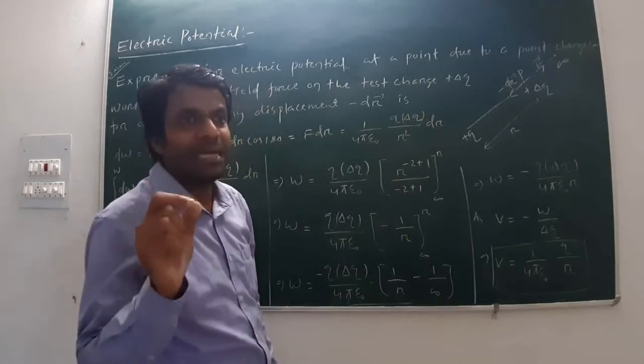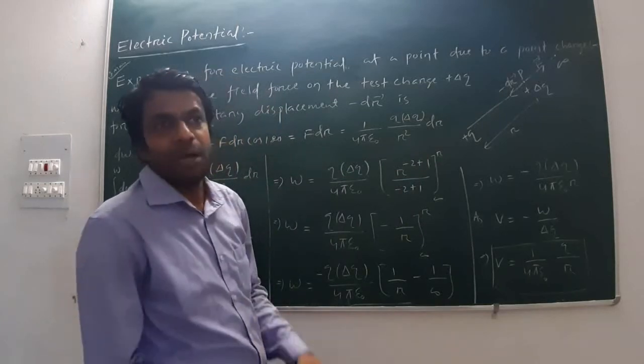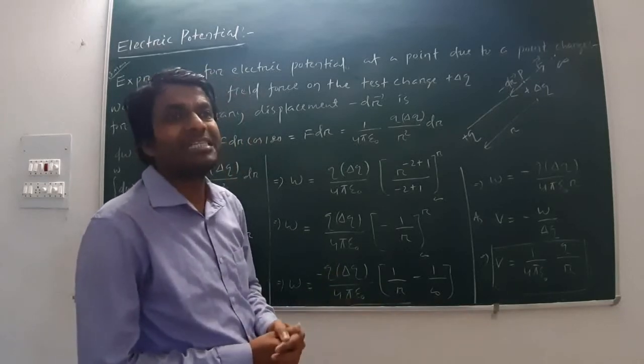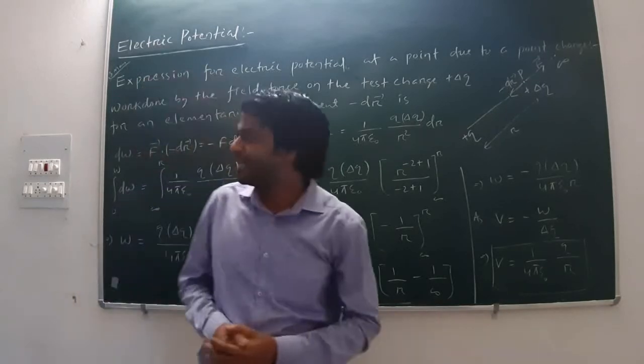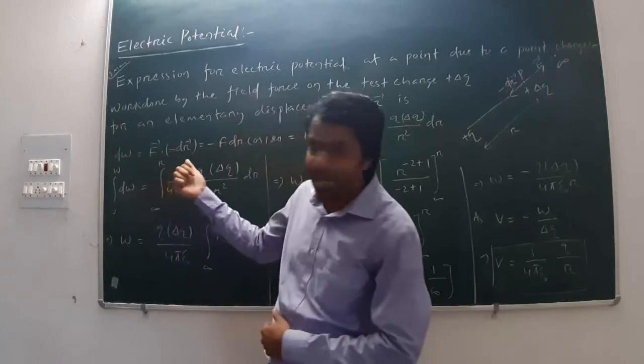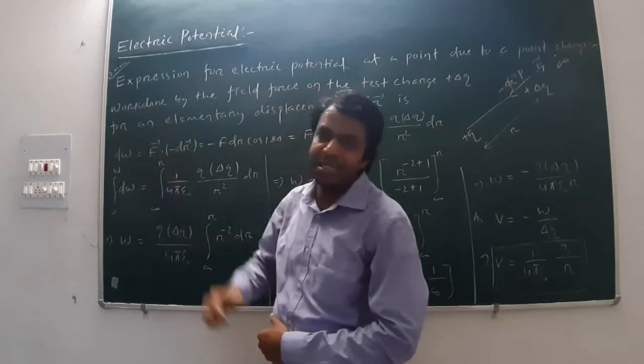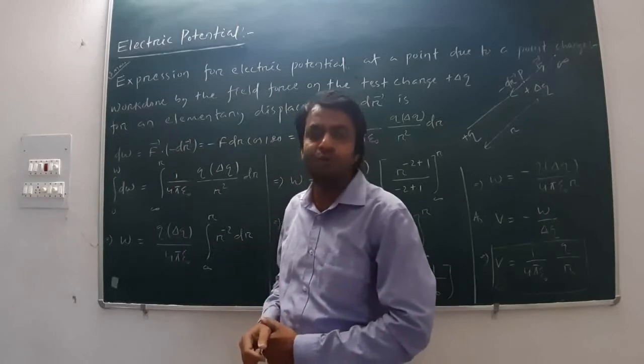This is the value of dW. I have to calculate the total work done. Therefore, I have to integrate both sides. When I take the integration, the work done dW changes from 0 to W.